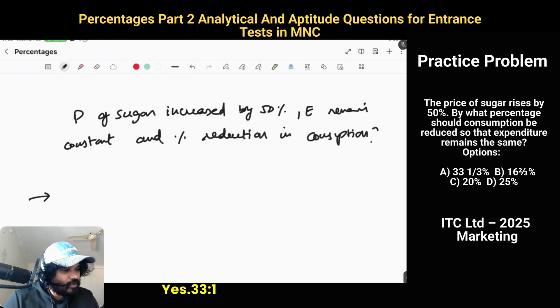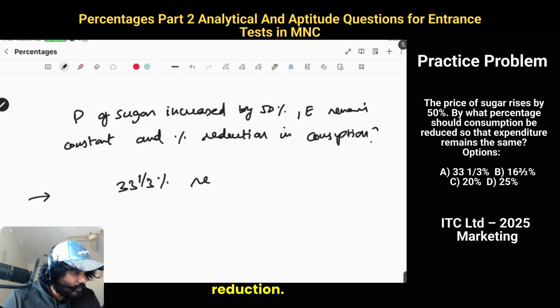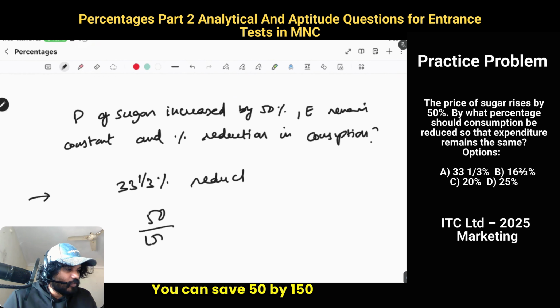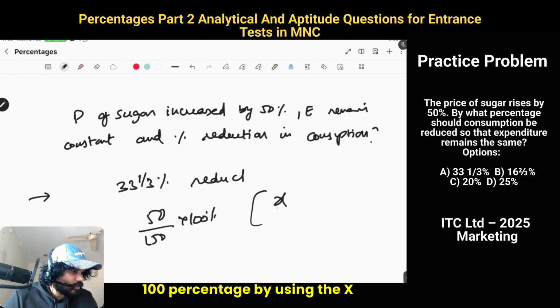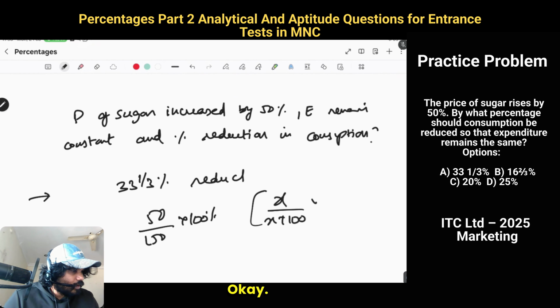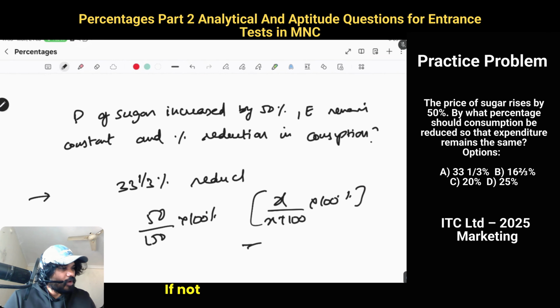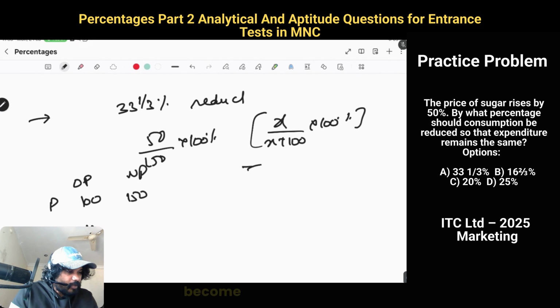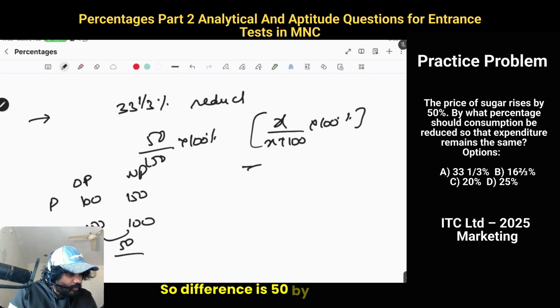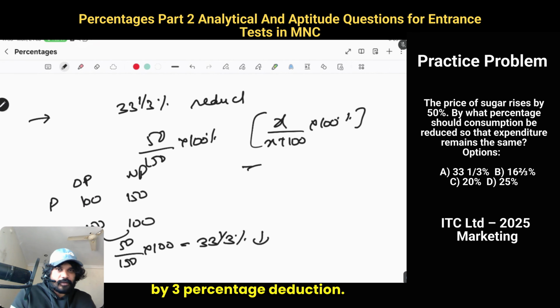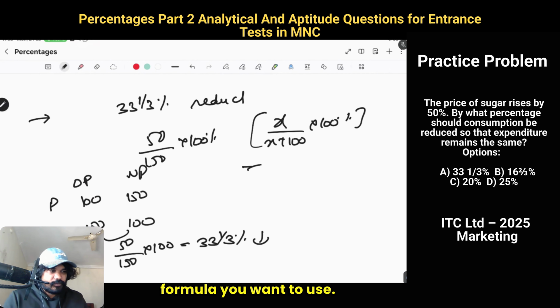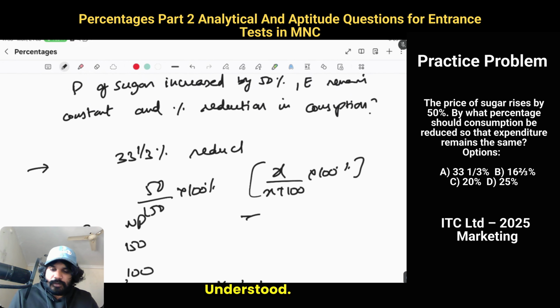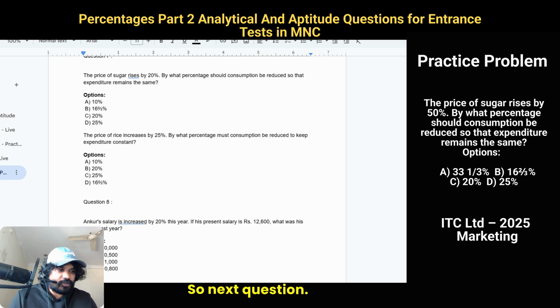33 1 by 3. Yes, 33 1 by 3 percentage reduction. You can solve it as 50 by 150 into 100 percentage by using the x by x plus 100 formula. This is one of the methods. If not, the old price is 100, new price is 150. So the consumption will become 150 is to 100. So difference is 50 by 150 into 100. Both ways you will be able to get 33 1 by 3 percentage reduction. It's up to you which formula you want to use. Understood? So next question.